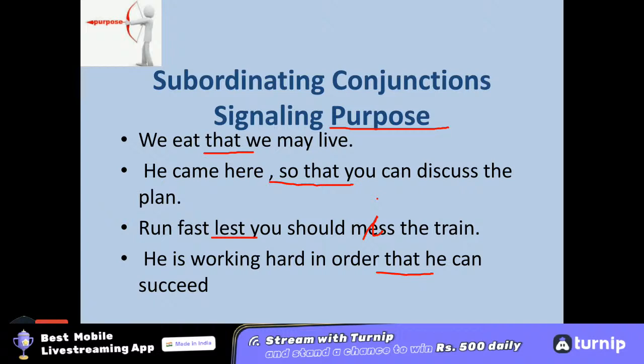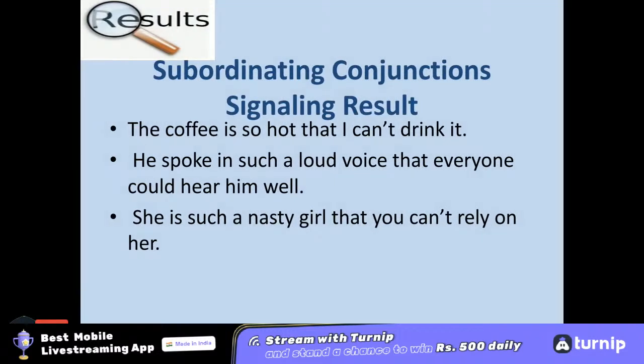So we have talked about the different subordinating conjunctions showing time, place, reason, purpose. The next we have result. जब result की बात आती है, that the coffee is hot, that I can't drink it. तो ये result है, कॉफ़ी इतनी गर्म है इस वजह से मैं नहीं पी पा रहा.